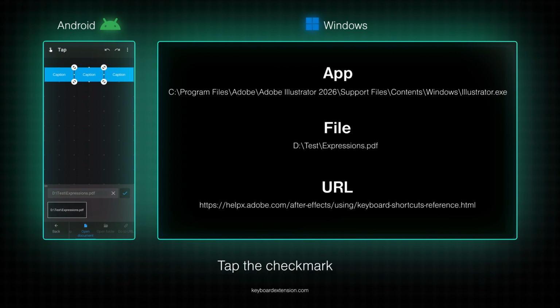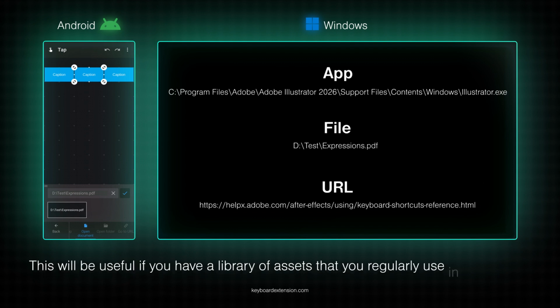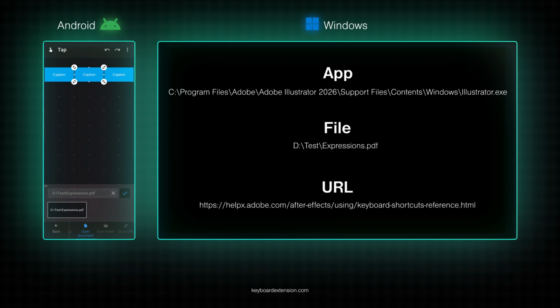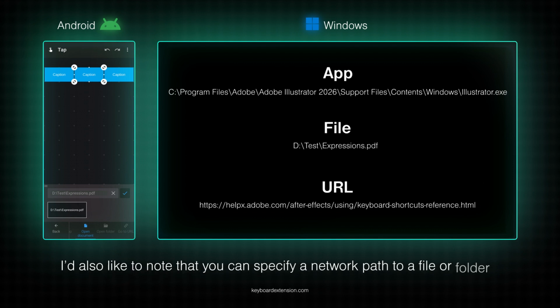Tap the check mark. Similarly, you can open not only files but also folders by selecting Open Folder in the navigation bar. This will be useful if you have a library of assets that you regularly use in your work. I'd also like to note that you can specify a network path to a file or folder.